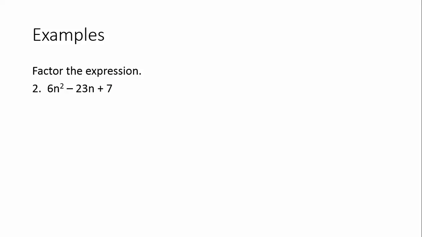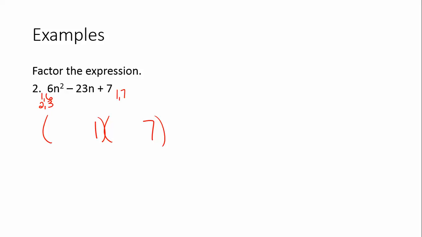Here we have 6n squared minus 23n plus 7. So again, we want to split this up into two binomials. Factors of the first number are 1 and 6 and 2 and 3. So we have a couple combinations here. Factors of the back number are 1 and 7. And typically I will start with the front factor, or the front constant or coefficient, but in this case, since 7 is prime, I know that there's only one combination of factors that we can use, and that's 1 times 7. So that's all set in place.